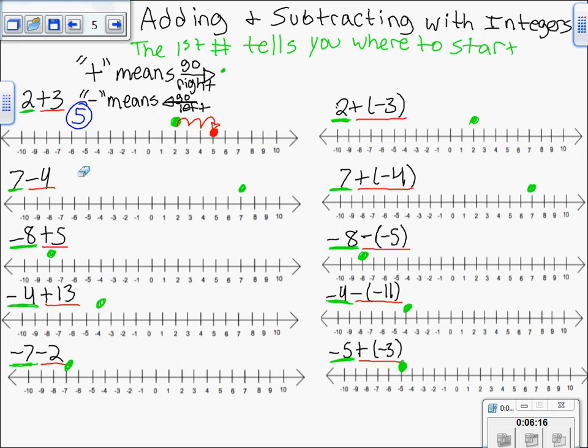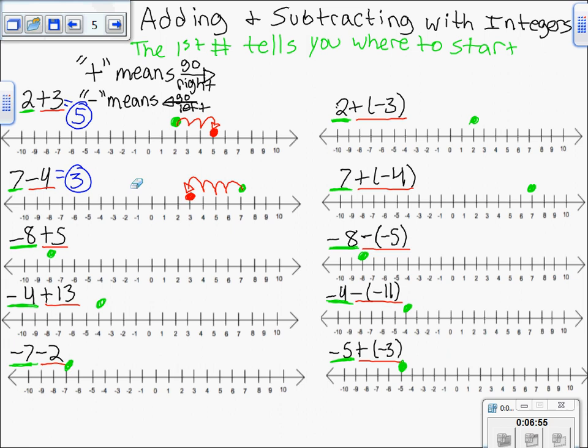So now, let's do one more easier one. We'll look at this one, 7 minus 4. The 7 tells us where to start, so we put our dot on the 7. Minus, though, we learned up here, means go left. So from 7, we're going to go left. We see that this is a 4, so that tells us go left 4 spaces. 1, 2, 3, 4. Look where we end up. We end up at positive 3. So the answer to that question is positive 3.